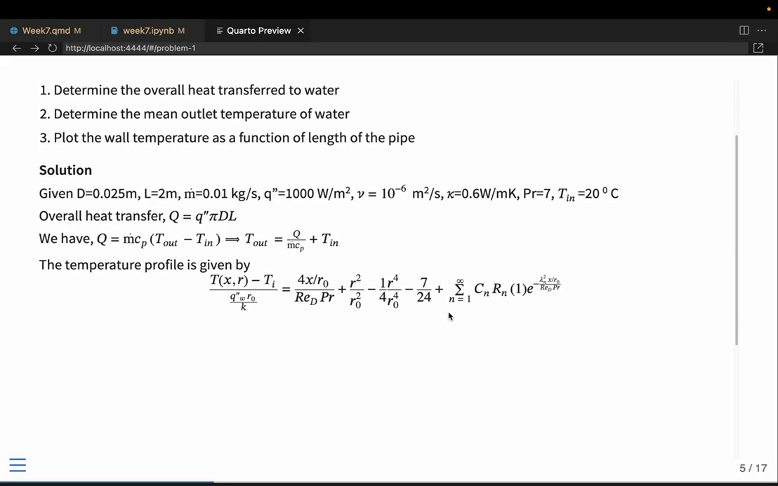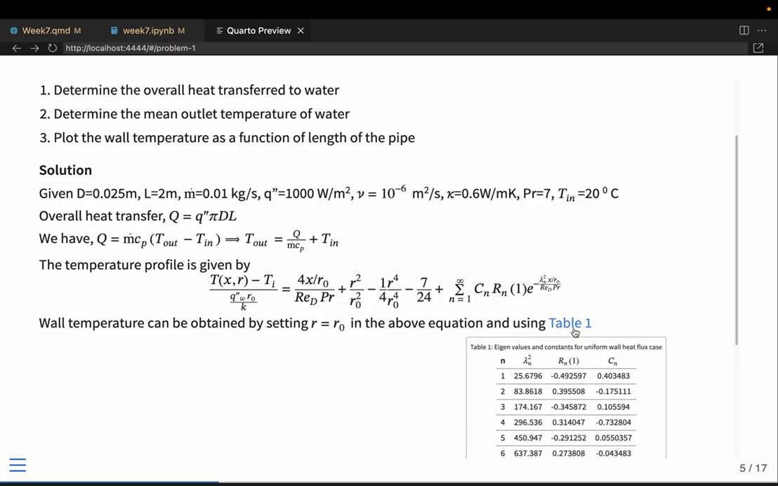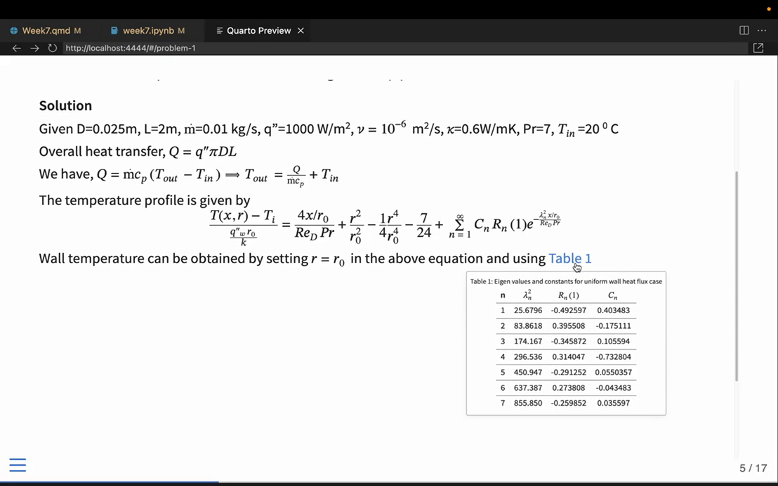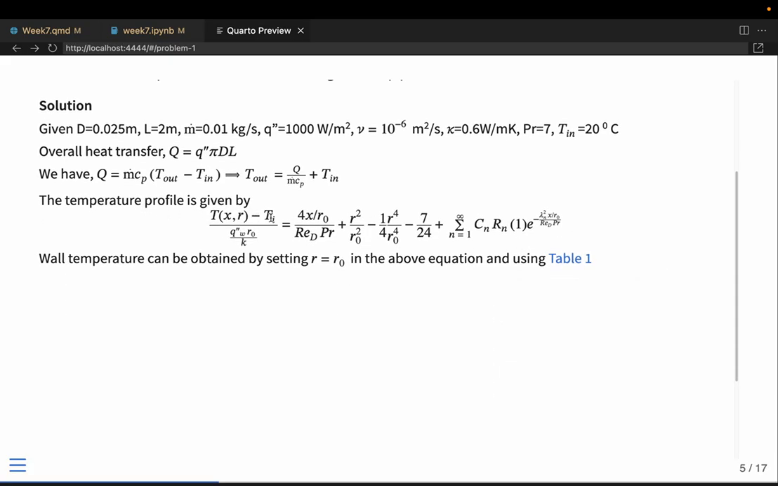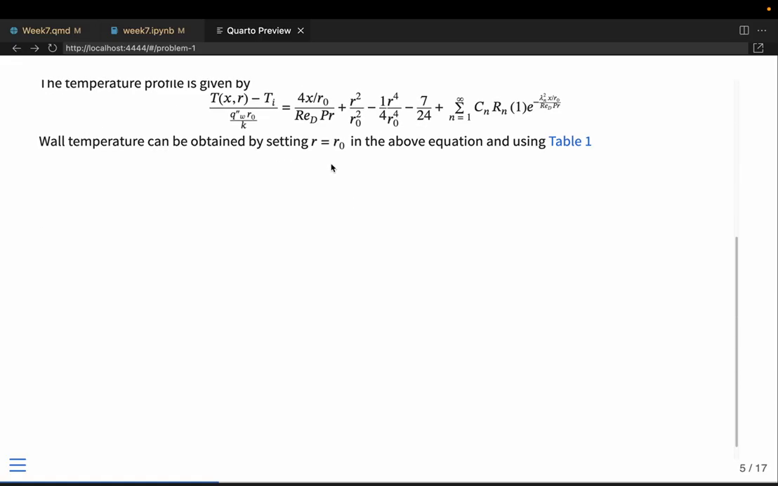So you can substitute the values from the table, and that should give you the value of Tw minus Ti as a function of x, because you have substituted r equal to r naught. All the terms in r naught will actually go, and the only variable that will be remaining is x. So you'll be getting it as a function of x, and that is what we are asking you to plot here.